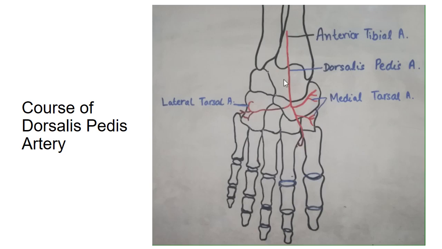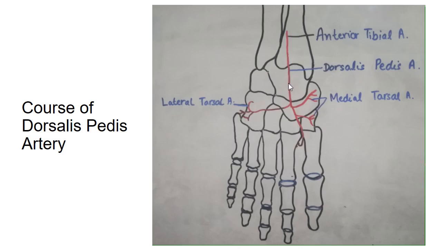Now let's begin the course of the dorsalis pedis artery. This is the anterior tibial artery. This anterior tibial artery becomes the dorsalis pedis artery just in front of the ankle at a midpoint between these two malleoli. So the dorsalis pedis artery begins in front of the ankle between these two malleoli. This is the dorsalis pedis artery.